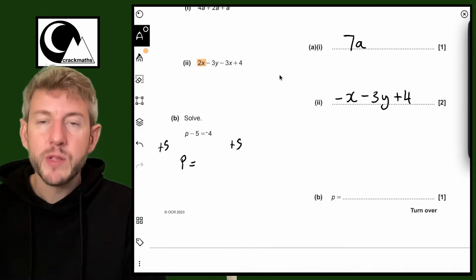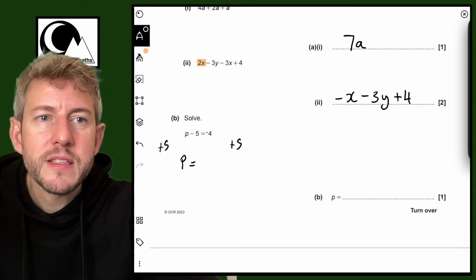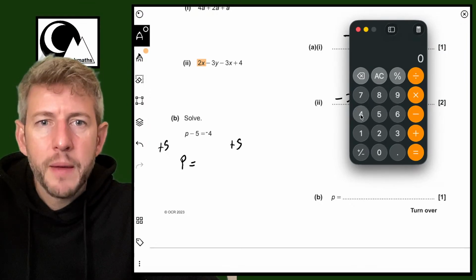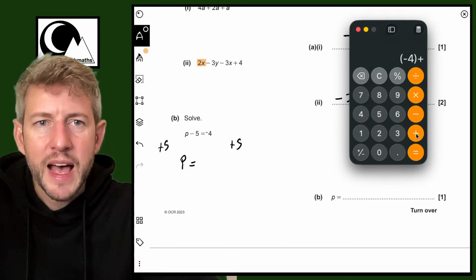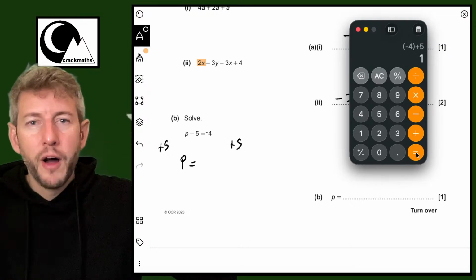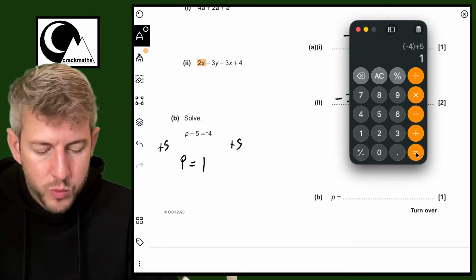Now here what we have is minus 4 plus 5. Because this is a calculator paper, we can do that on here. So let's get minus 4. So here we go, we've got minus 4 there, and then let's add 5 to that. Minus 4 add 5 takes us to 1. So here we'll get p equals 1.